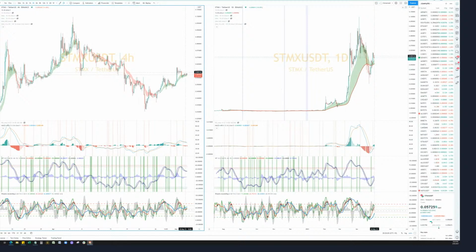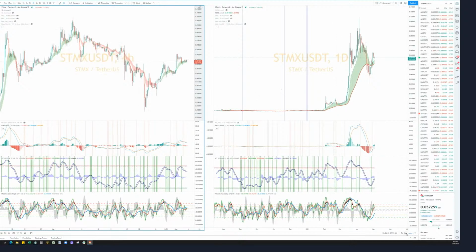What a move, huh? Wish you got it down there. So let's put on auto. Let's see what it does. Log.